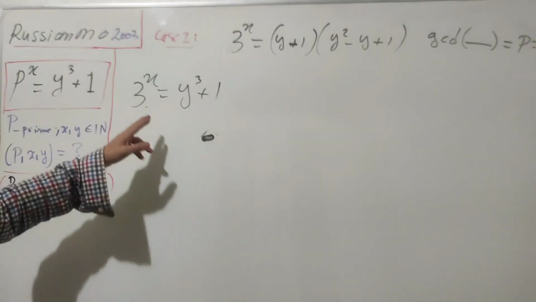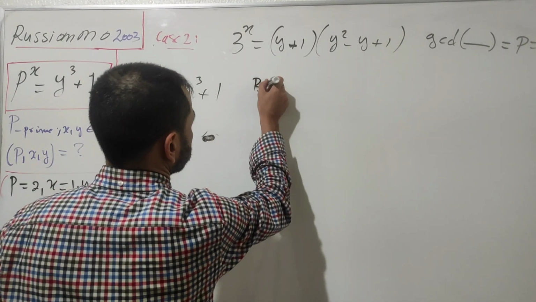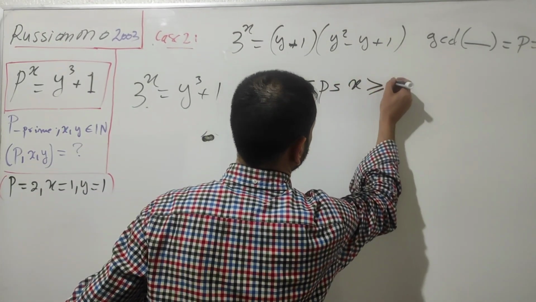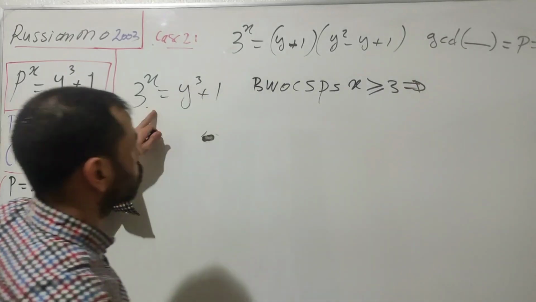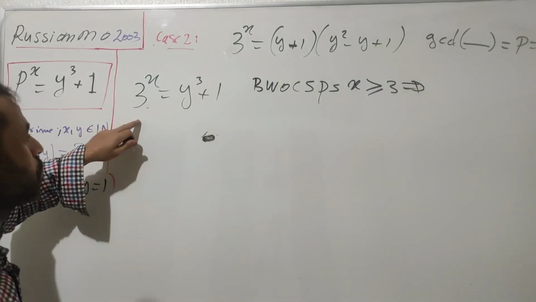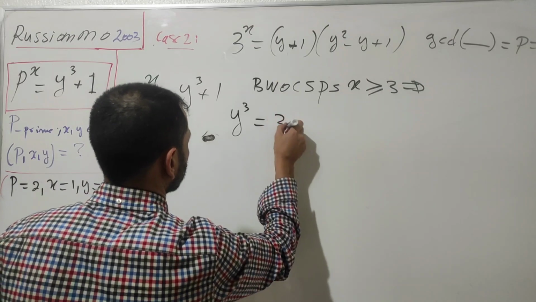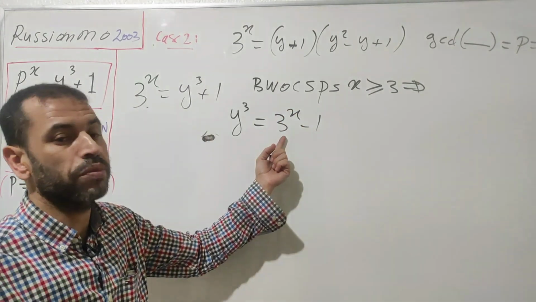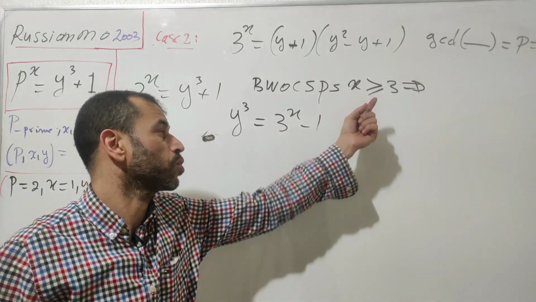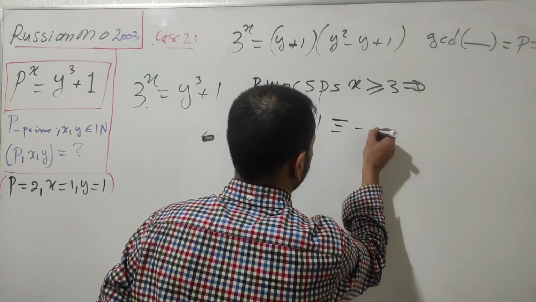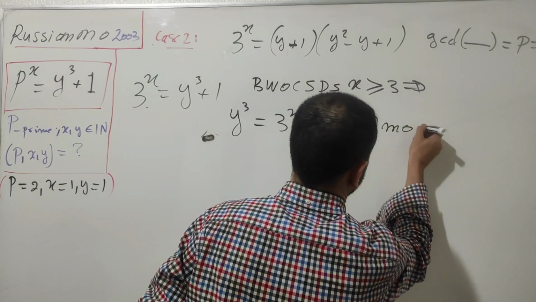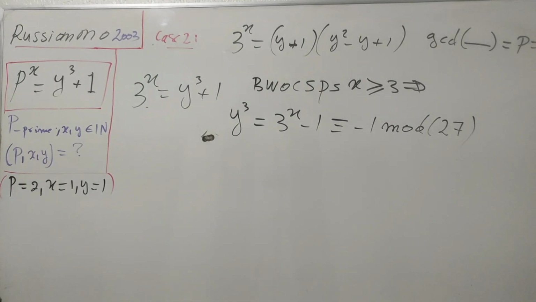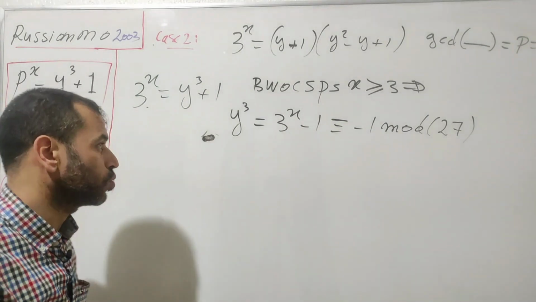Okay, now let's do that. By way of contradiction, suppose x is greater than or equal to 3. I'm going to reduce the equation to mod 27. Okay, this one will be 0. Y cubed equals 3 to the x minus 1. I'm going to reduce this to mod 27. This one will be 0 because x is greater than or equal to 3. So I will have minus 1 mod 27. Okay, as you go by the chart, you are going to find the following remainders.